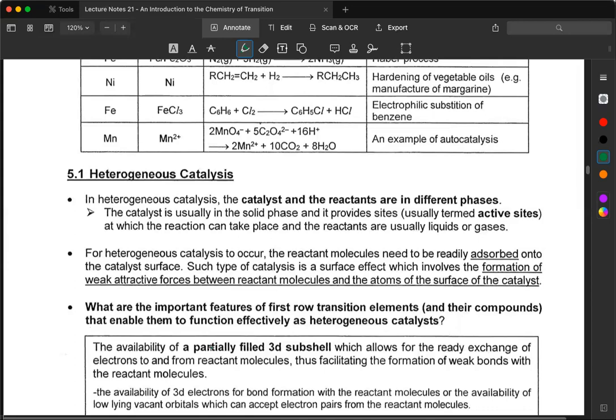All right? So this is adsorb, not absorb. The molecules do not go into the catalyst. It is still on the surface, forming some kind of attractive force between it and the catalyst itself.